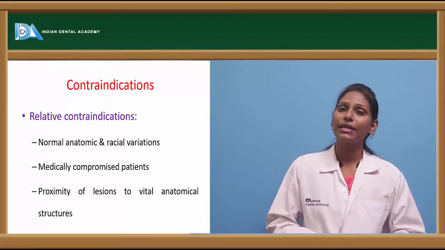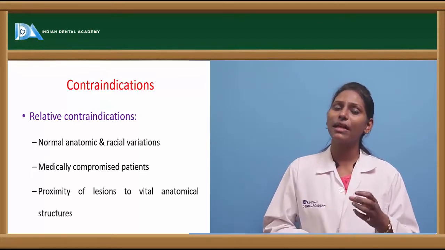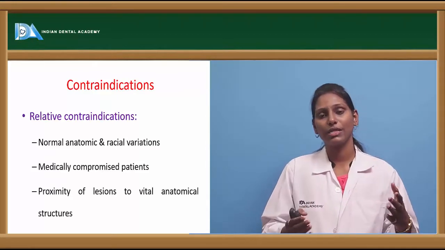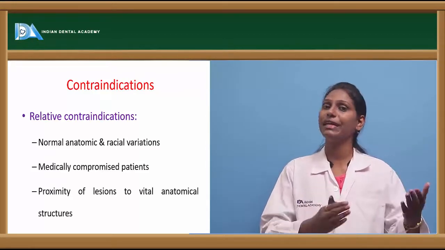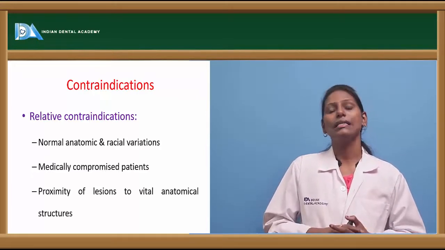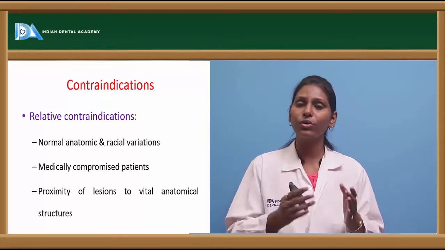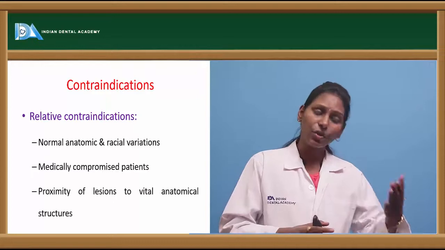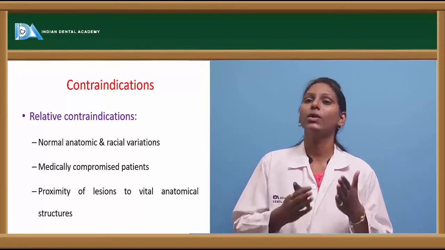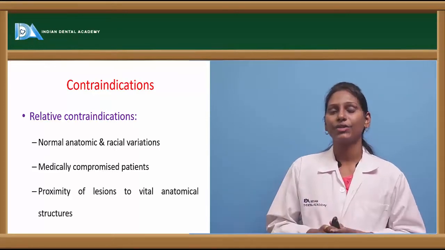Other relative contraindications include normal anatomical or racial variations. Sometimes these might look like a disease or pathological condition, but in fact they are a variation of normal. For example, we have Fordyce granules on the buccal mucosa. These Fordyce granules are actually a normal variation. They are ectopic sebaceous glands. If we don't know that they are ectopic sebaceous glands and we go ahead and perform a biopsy, it will be futile because it is actually a normal variation. So in such cases, we have a relative contraindication of a biopsy.